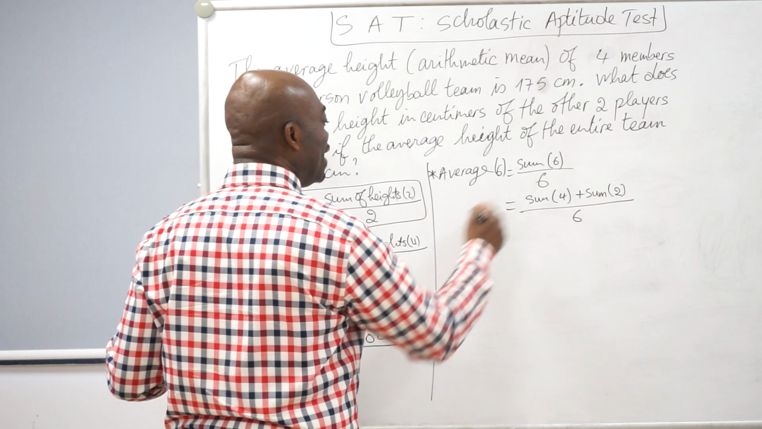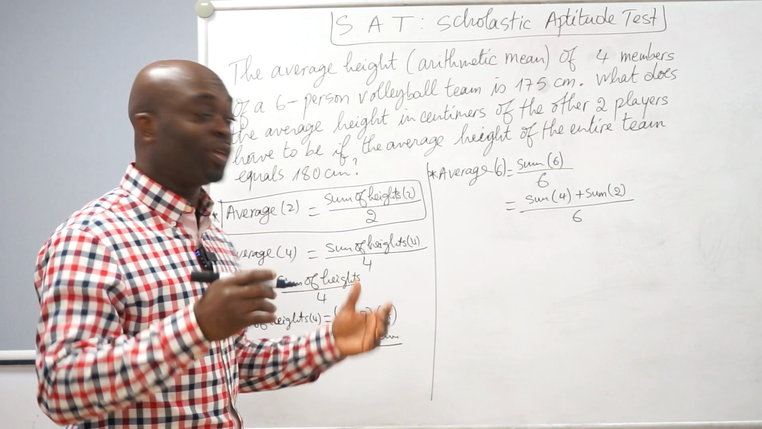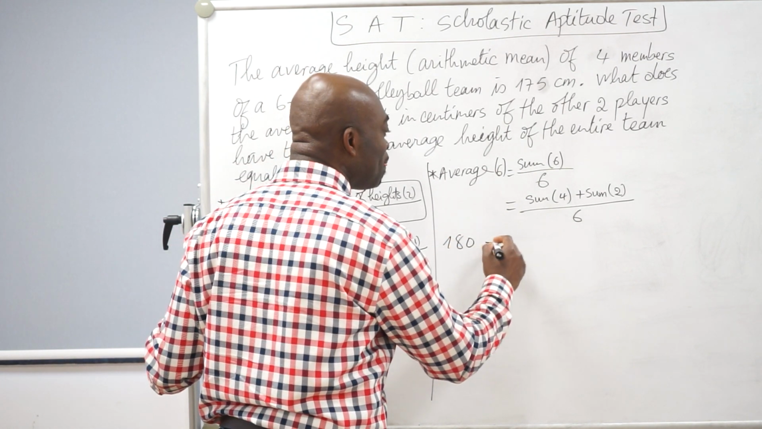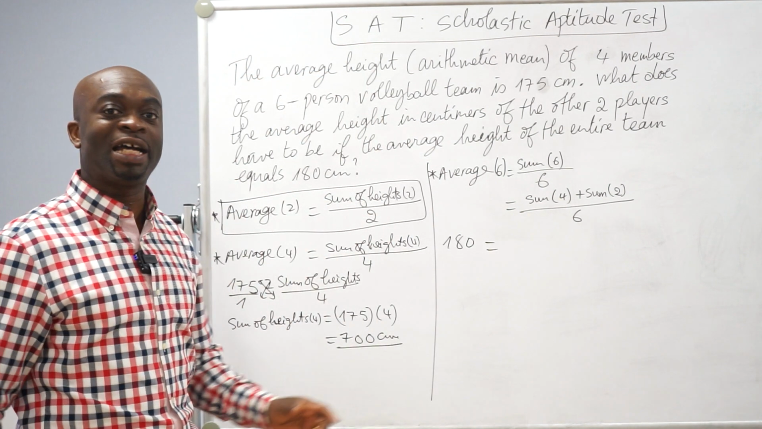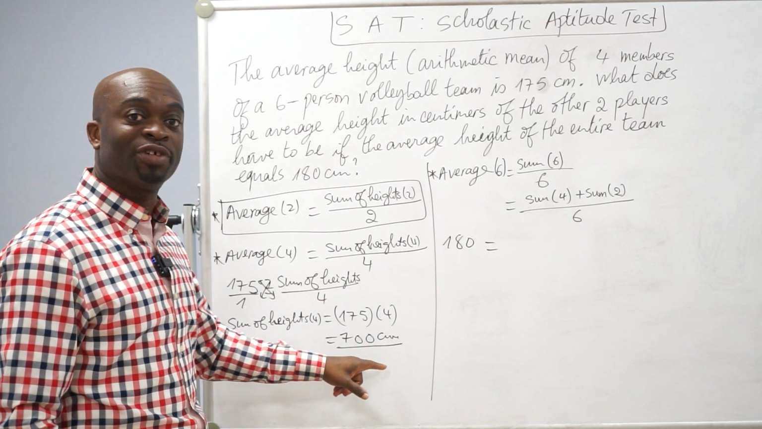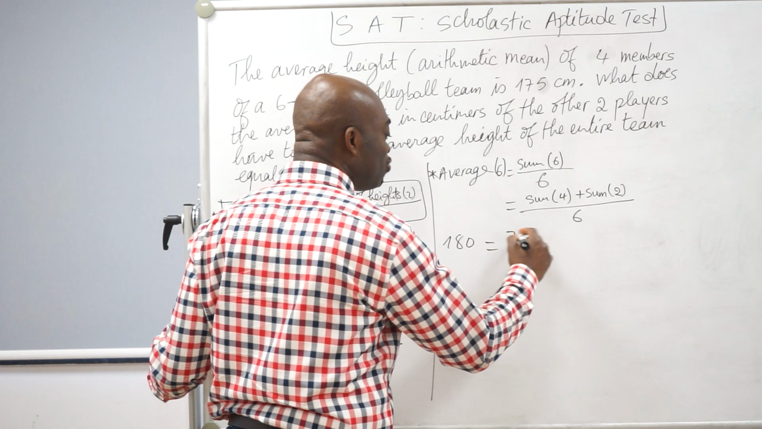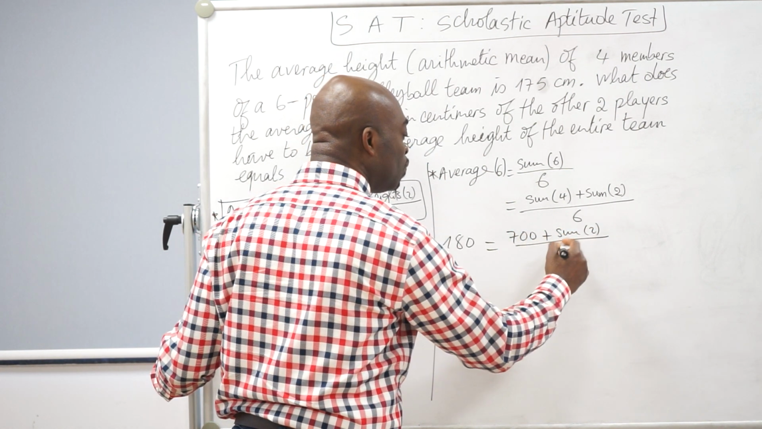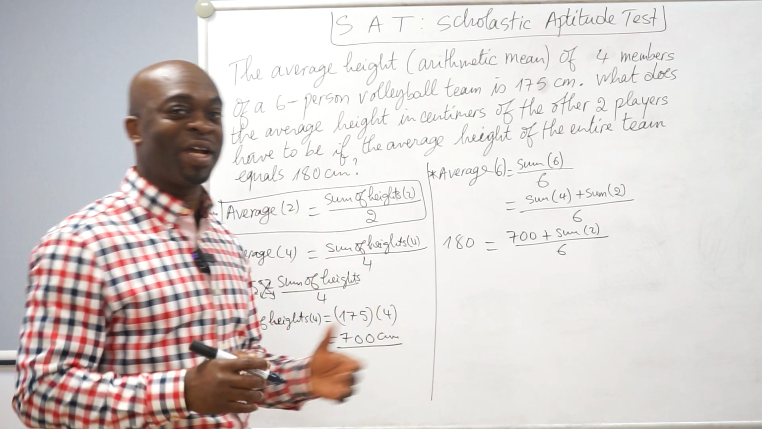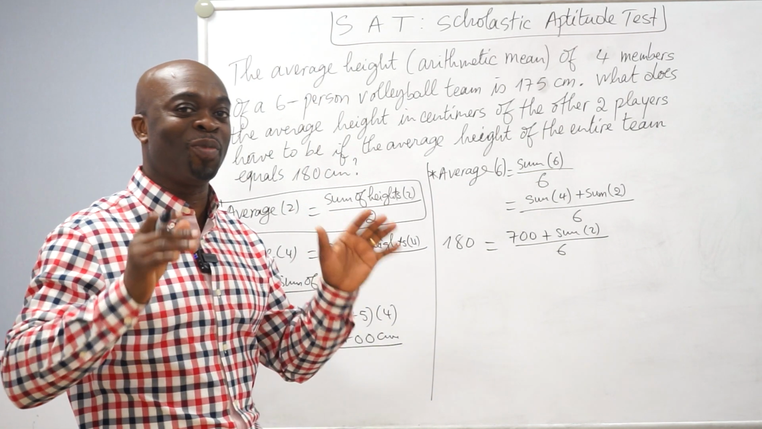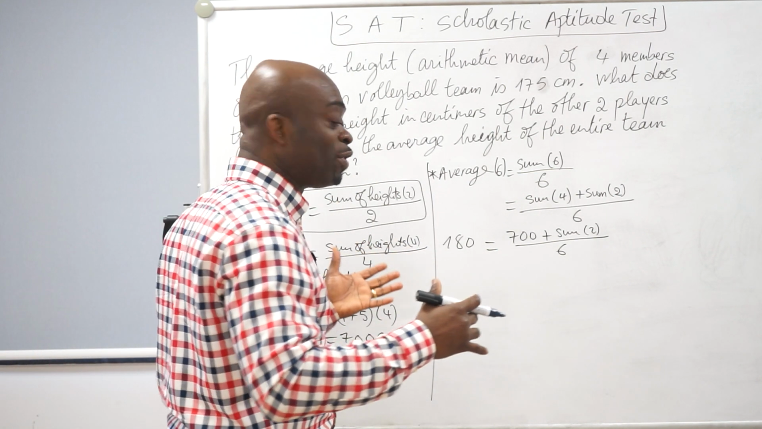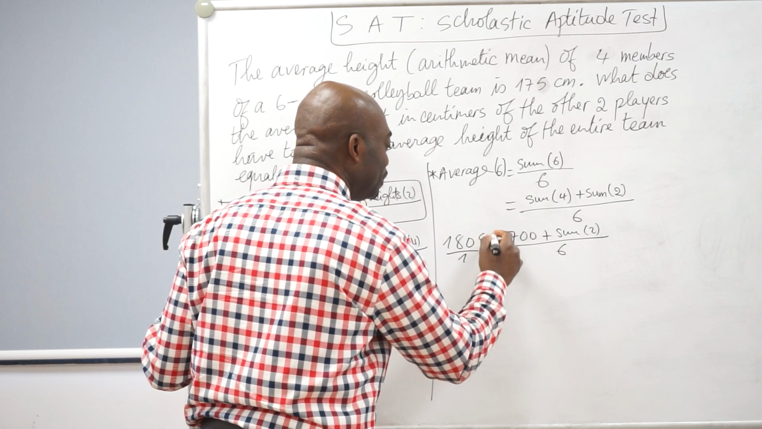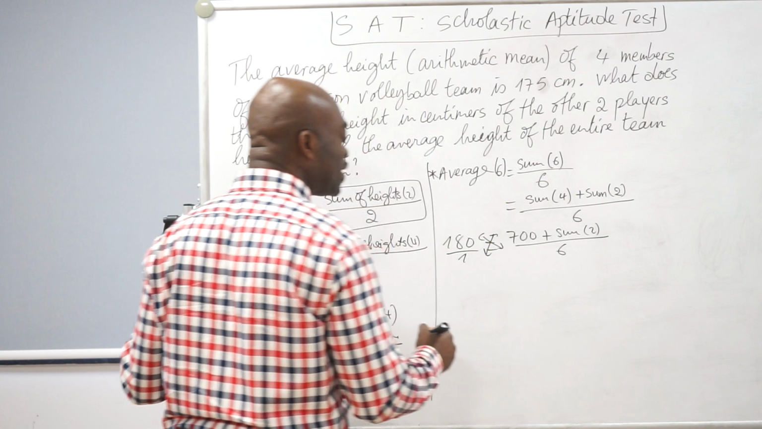So then what do we know? We know the average for the 6 players is 180. So that'd be 180 equals what? Do we know the sum of the height for the 4 students? Yes, it's 700. So that gives us 700 plus the sum of the height for the other two players divided by 6. You guys see where we're heading now? This is getting more interesting. So how can we solve for this? Cross multiplication again. So we're going to cross multiply.